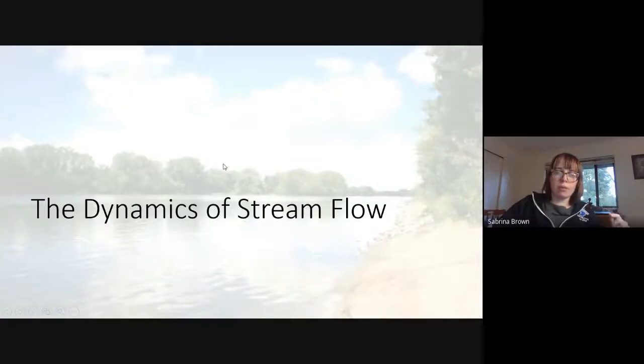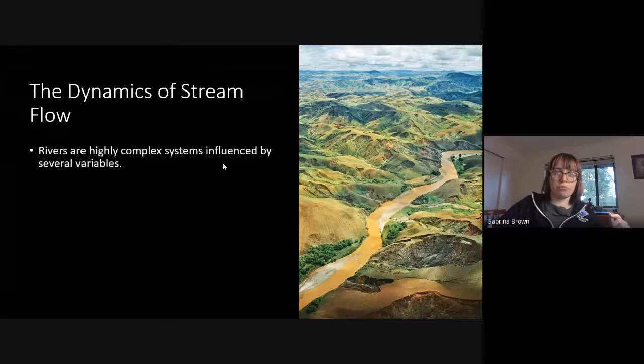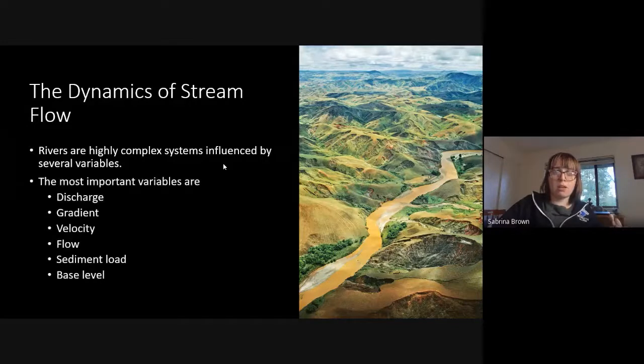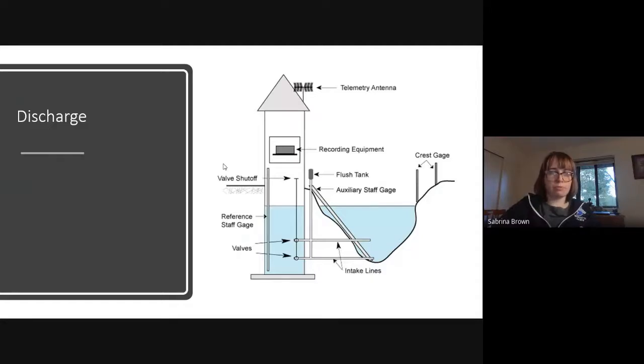All right, so let's talk a little bit about stream flow and the dynamics of stream flow. So rivers and streams are highly complex systems that are influenced by lots and lots of variables. And we actually have 6 really important variables to determining the type of stream that you're going to have, right? So the type of stream that you have, how it looks, how much water it transports, and the type of materials that it transports are related to these 6 variables: discharge, gradient, velocity, flow, sediment load, and base level. And so I'll talk about each one of those in turn.